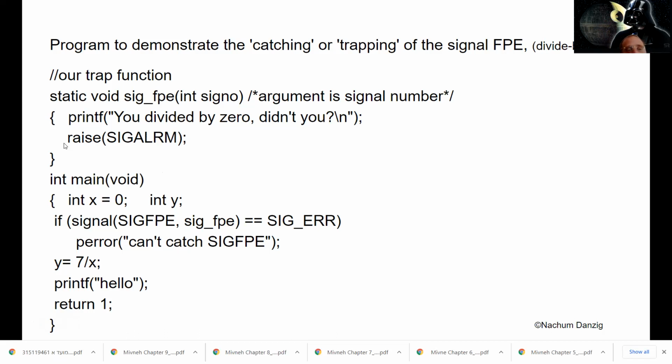If I would have erased that SIGALRM line, then I would have come back and printed hello. So even though I divided by 0, the program would not end. It's only because I added this raise. But if I hadn't used signal at all here, then the program would also have ended, because the normal behavior of a divide by 0 error is to send a signal which kills the process.